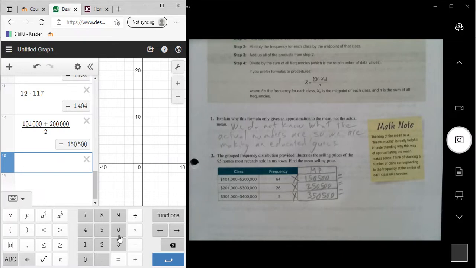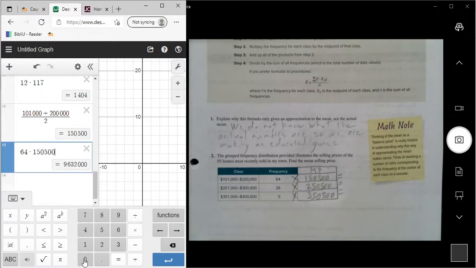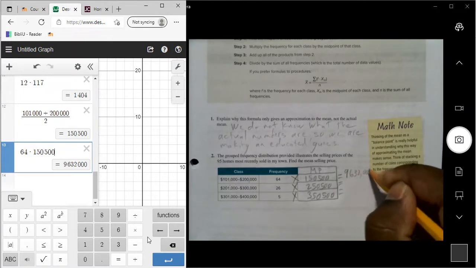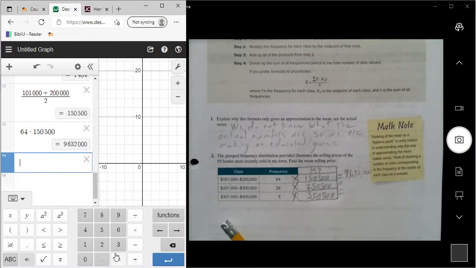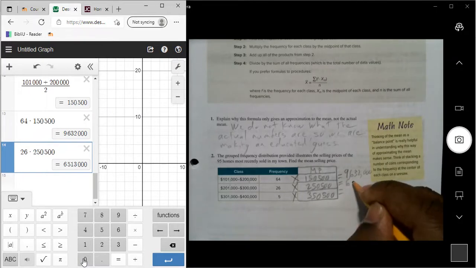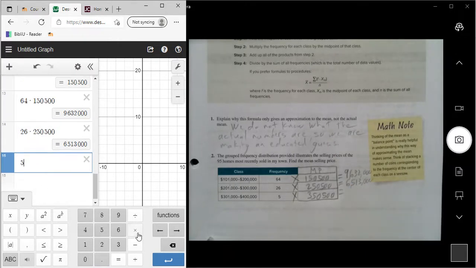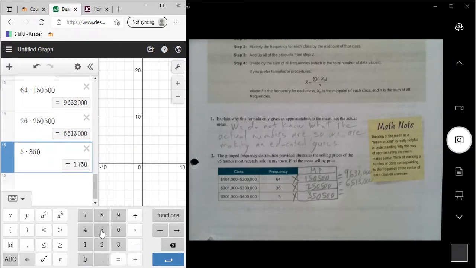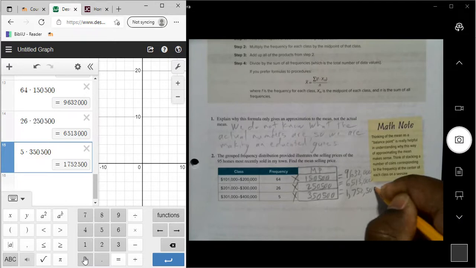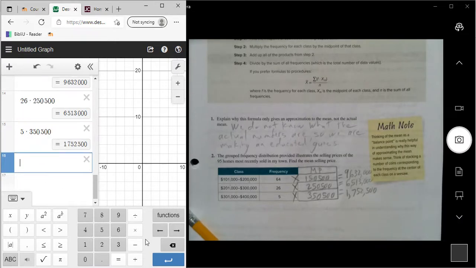So 64 times 150,500. So that'll be, what's that, 9,632,000. Then we had 26 times 250,500. So it'd be 6,513,000. And then we would have 5 times 350,500. So it's 1,752,500. Now, we're supposed to add all of these up.